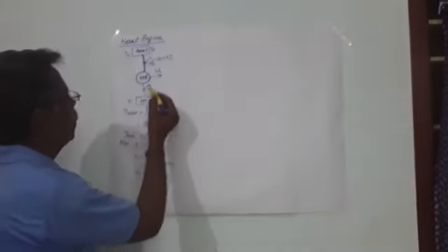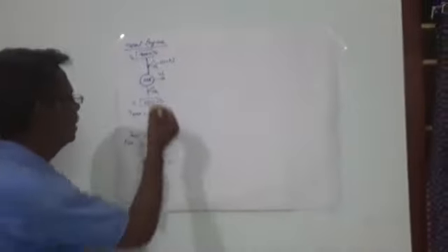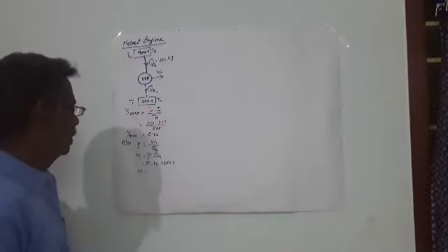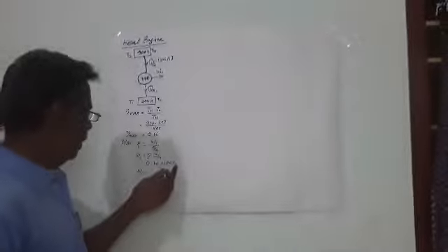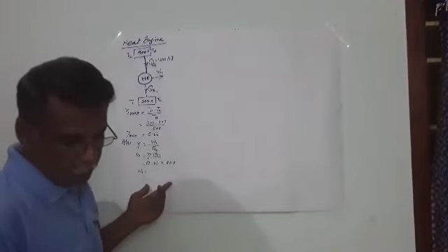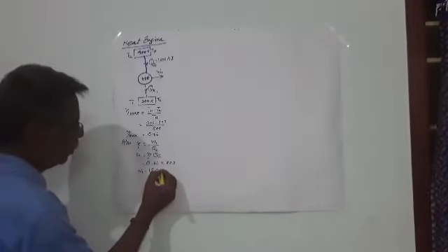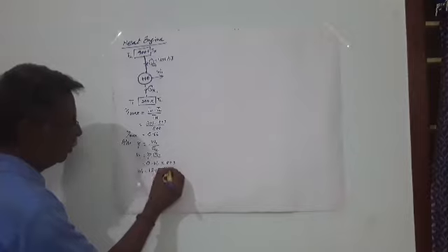Now let us see what is the amount of heat rejected to the sink at 300 Kelvin. Before that, let us calculate this value and find the value of W1. So it comes to around 1200 kilojoules.